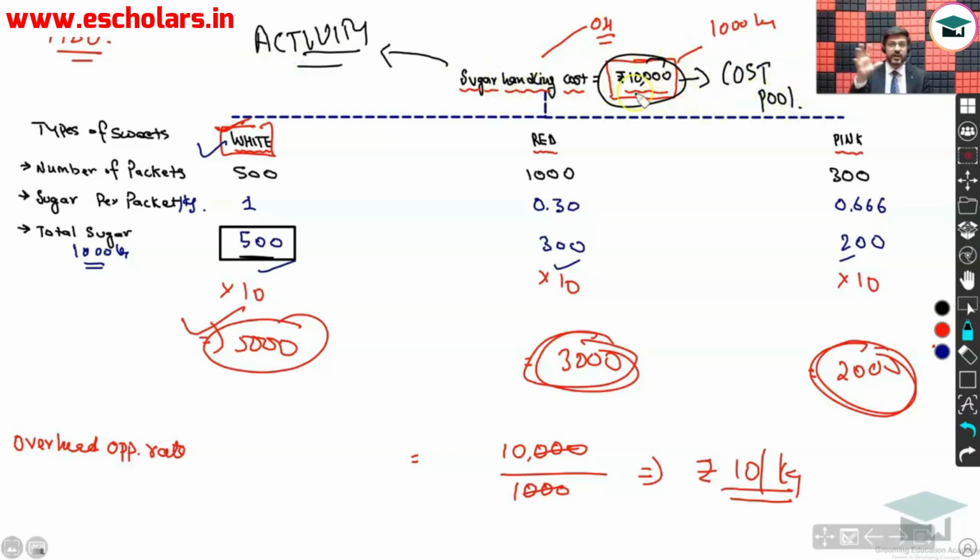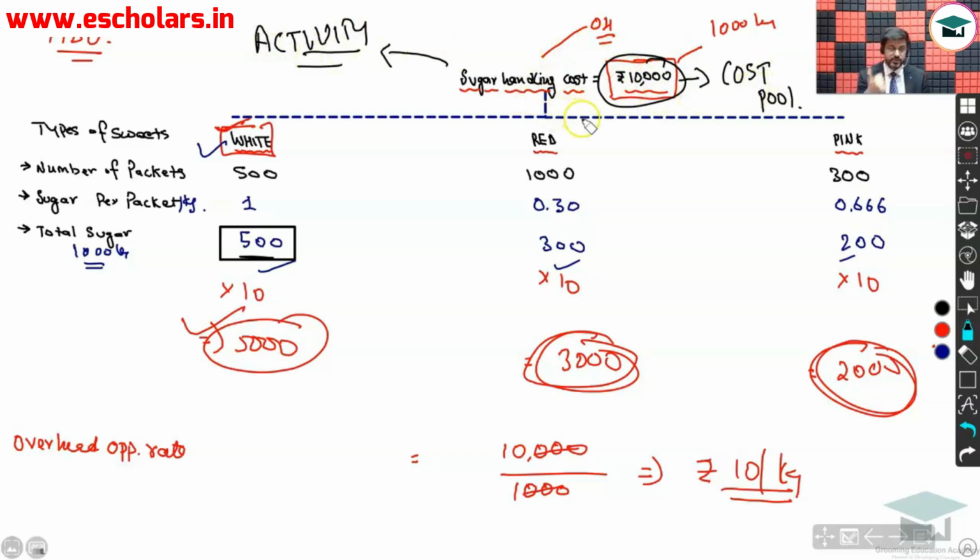This is known as the cost pool. Cost pool means the total cost for the activity, which is generally given to you in the question itself. So sugar handling is my activity, the cost of sugar handling is 10,000, and so this is my cost pool.